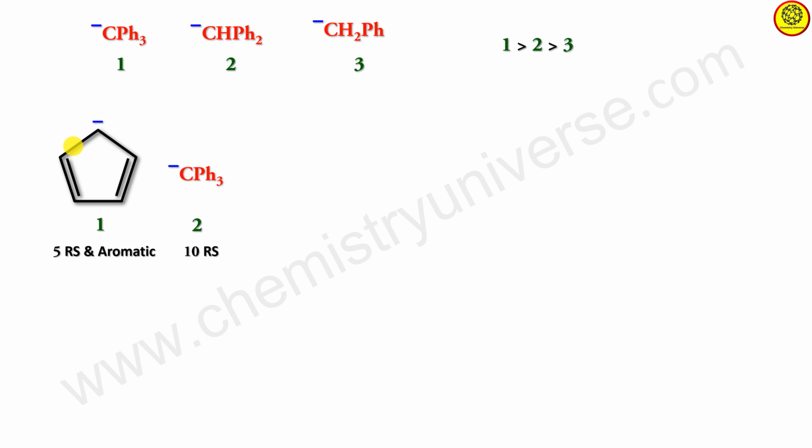So in 1, it is the conjugation, it is the resonance of the negative charge, the lone pair, that makes it aromatic in the first place. So 1 is more than 2. So let's look at one more.